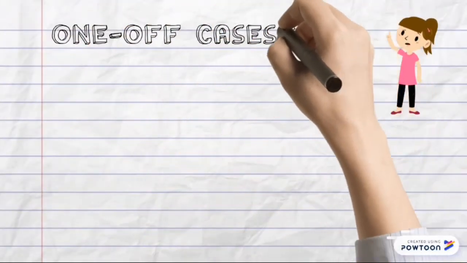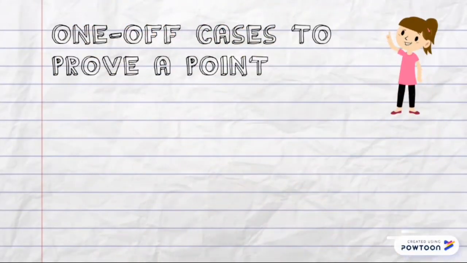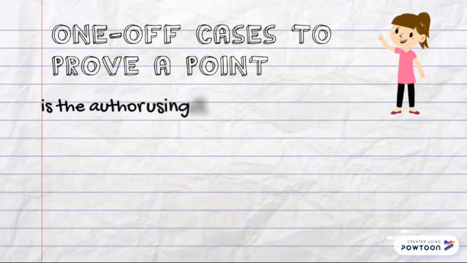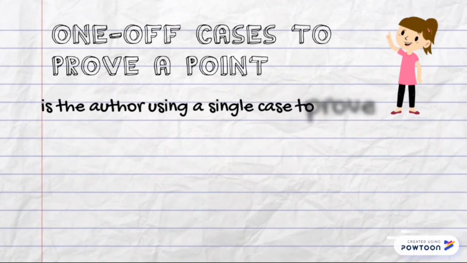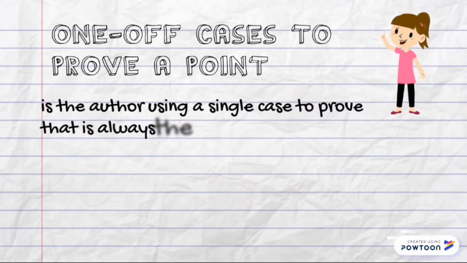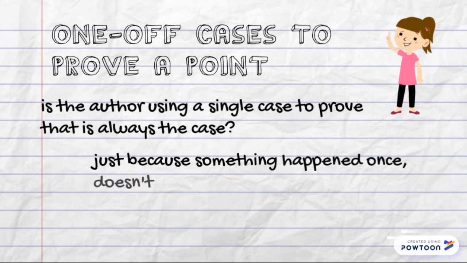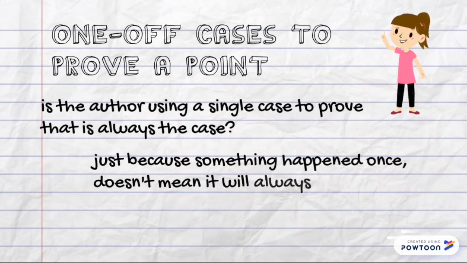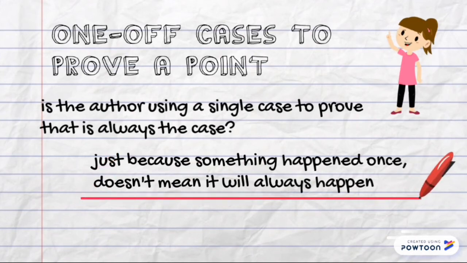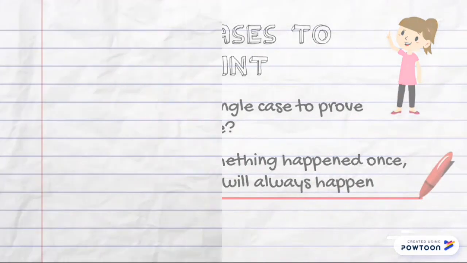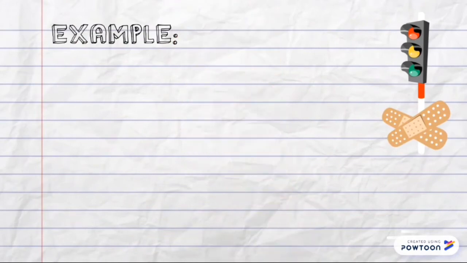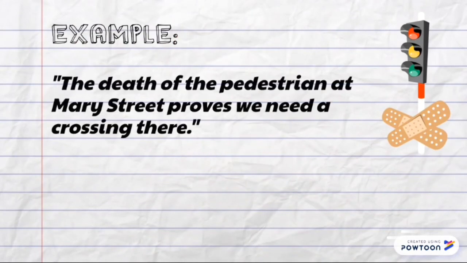Second is one case to prove a point. Is the author using a single case to prove that it is always the case? Remember, just because something happened once doesn't mean that it will always happen. For example, there is an argument like this. Then, let's see the fact.